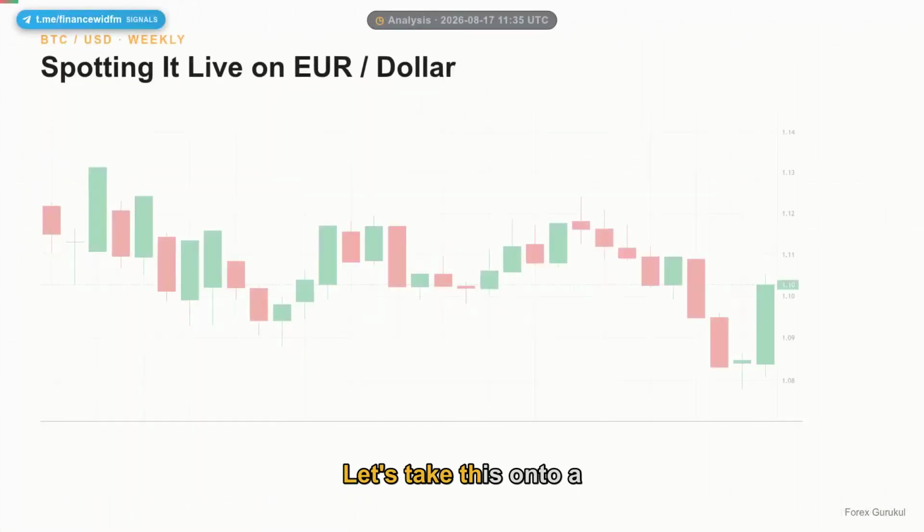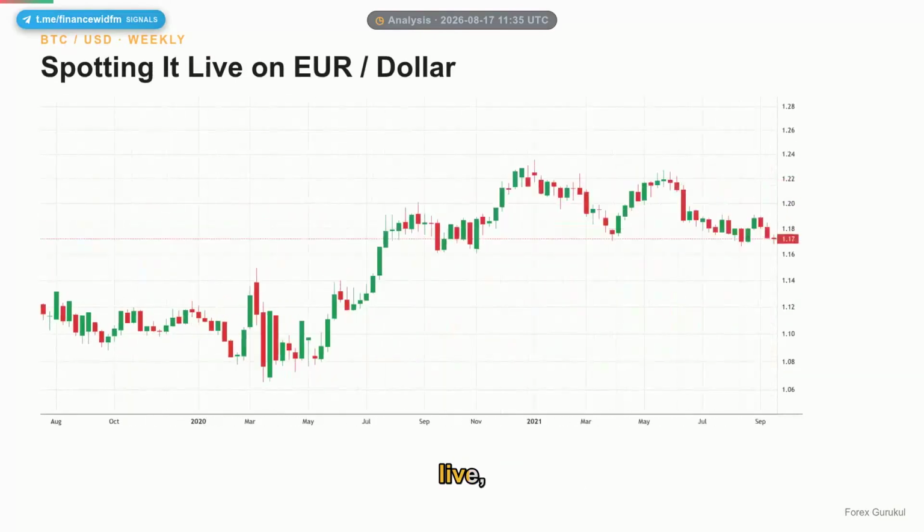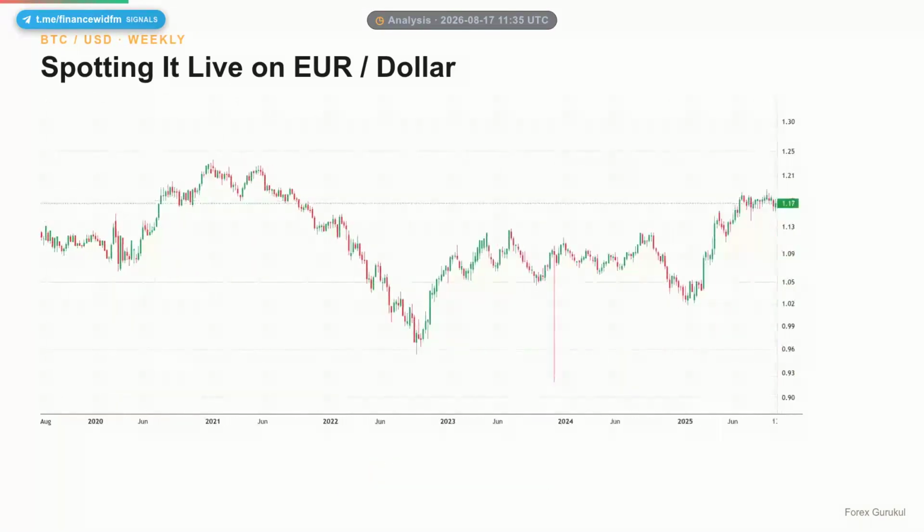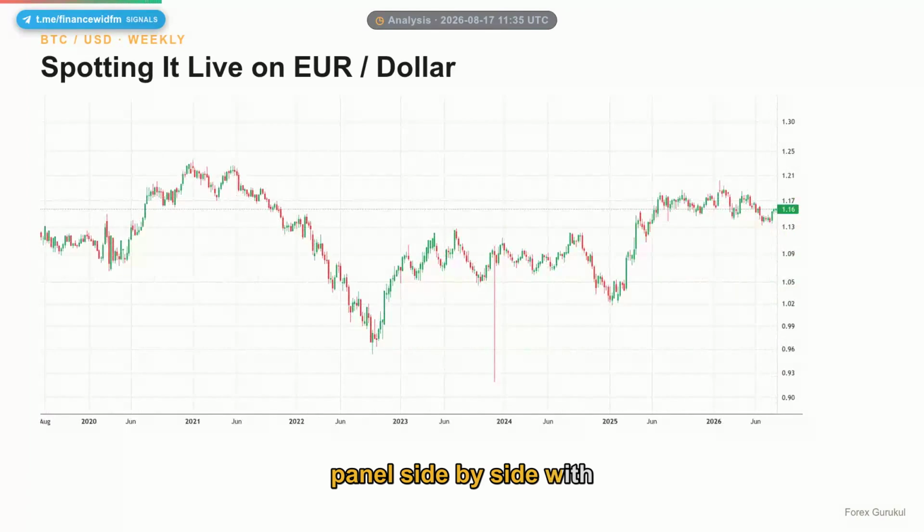Let's take this onto a real EUR/USD chart live, right now. Here's how you'd hunt for this in real time. Pull up your open trades panel side by side with the chart, and before you even look for a signal, calculate your current used margin and your free margin first.